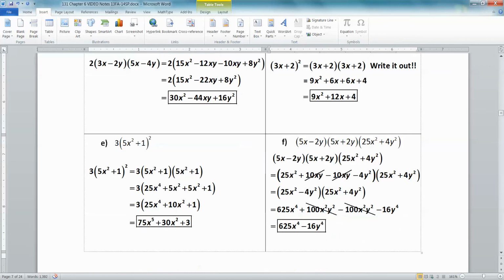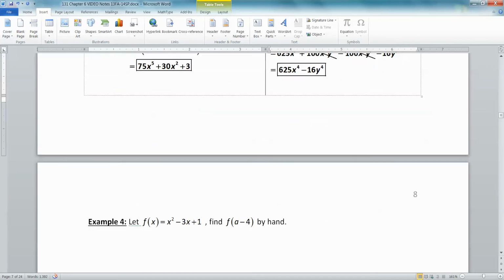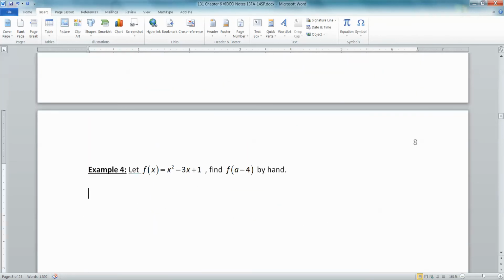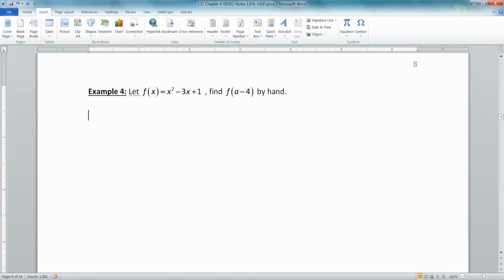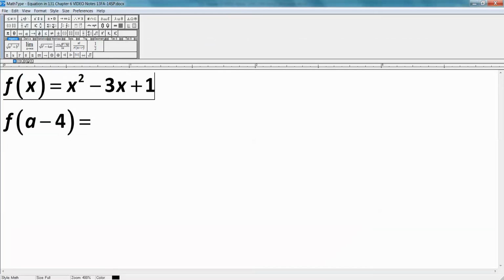And that's how we ended up with 16x squared minus 9. All right, so now let's do this problem. We've got f of x is equal to, oh, hold on, let me type it up. There it is. Okay, so f of x was equal to x squared minus 3x plus 1, and it's asking us to find f of a minus 4.